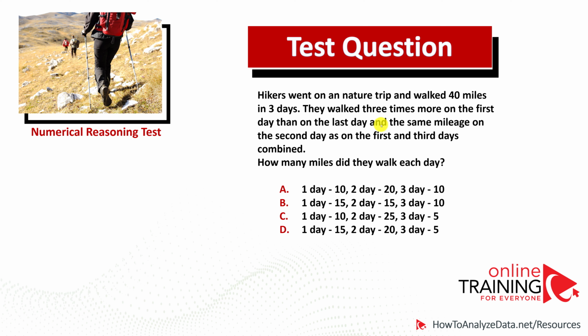The second part of the sentence indicates that they walked the same mileage on the second day as on the first and third days combined. So if we validate against this part of the logic, you will see that 20 is equivalent to 15 plus 5. So that's another match for choice D. But that's a lot of guessing. Let's go to the formula-based solution.